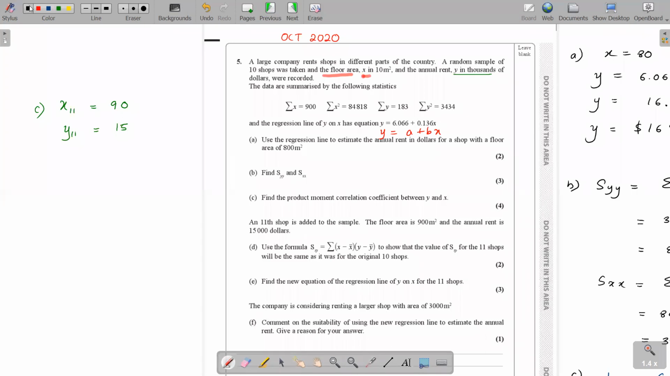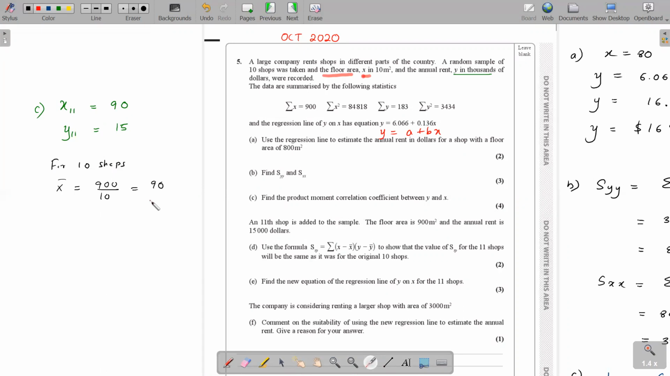So what about the previous x bar? For 10 shops, what was our x bar? The x bar was 900 divided by 10, right? Which is 90. Can you see the x bar for 10 shops is 90? Now, the new x value that you are adding here, X11, is also 90.